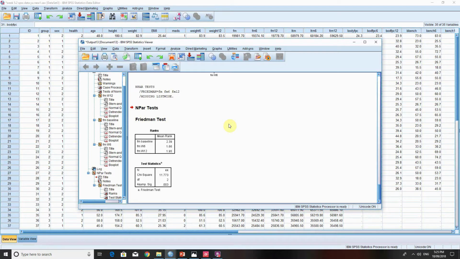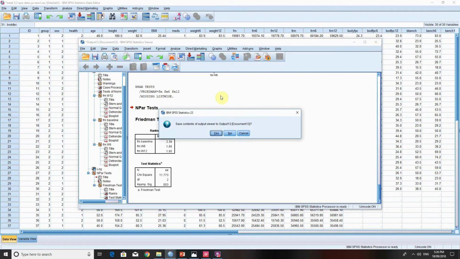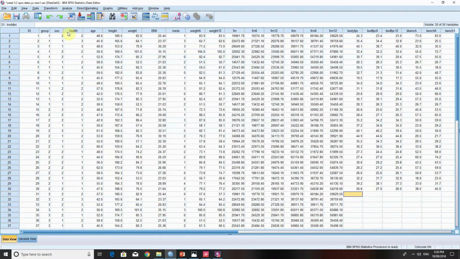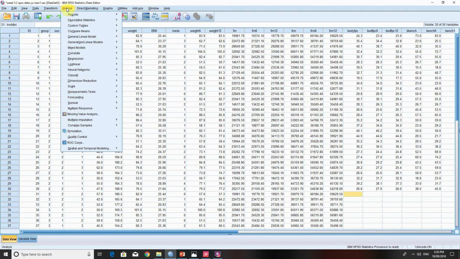The important thing to note about all non-parametric tests, and the Friedman's test is included in that, is that we don't do post hoc testing when we do non-parametric tests. So that means that we've been told that there's a difference overall in this data set, but it's not going to tell us where that difference lies. So there's one benefit of parametric testing to non-parametric testing.